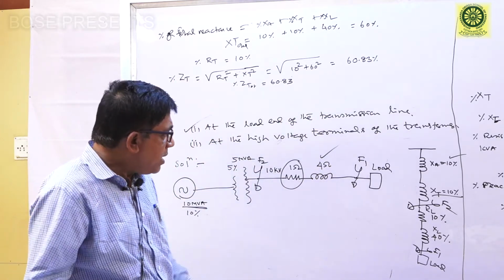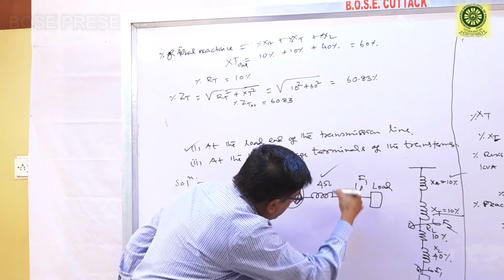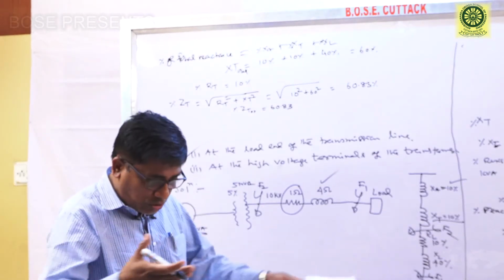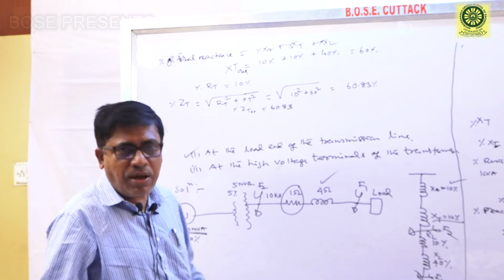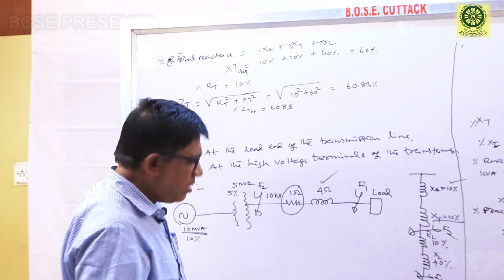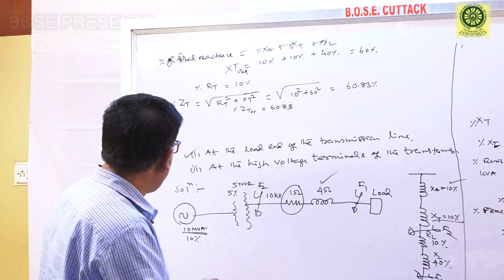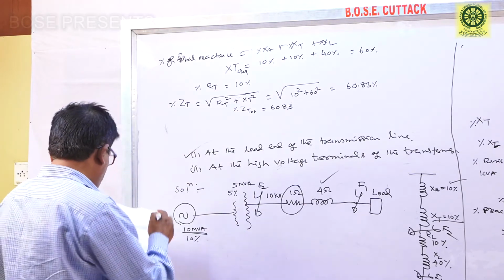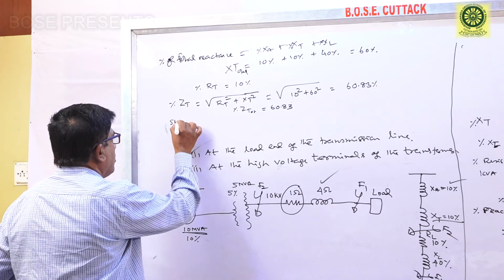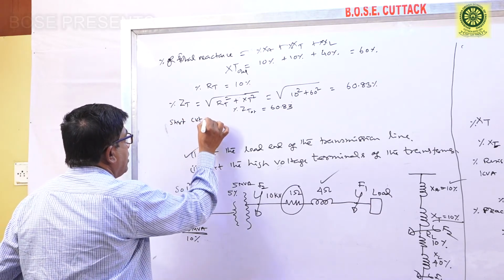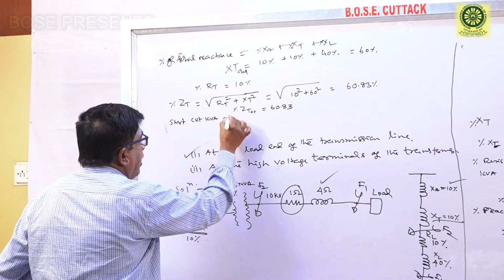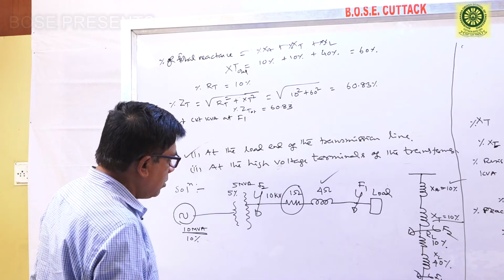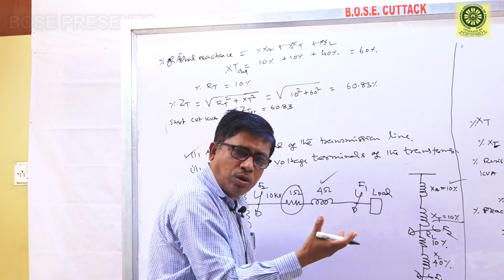Now what is my aim? Now I am interested to calculate this fault here, short circuit KVA. How much short circuit KVA is coming here? Because both the phases are shorted. How can you calculate? The very common formula is there. You tell me, what is the formula? Write down: short circuit KVA at F1, that is near to the load.